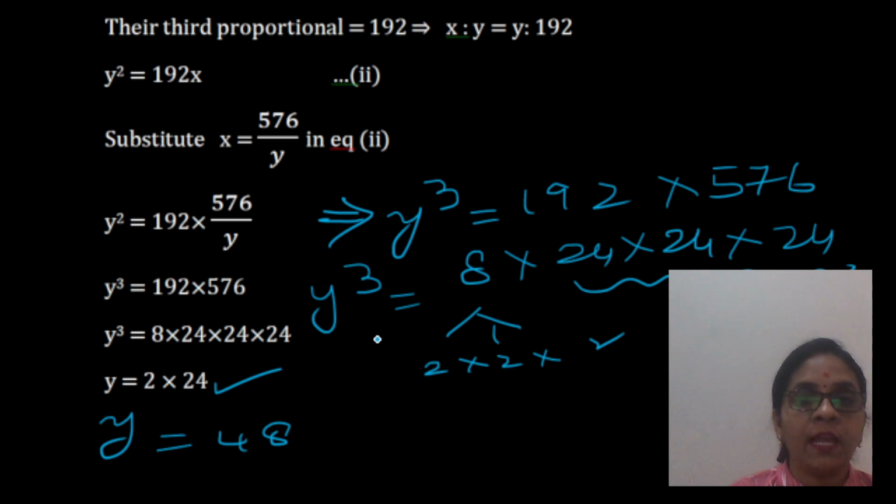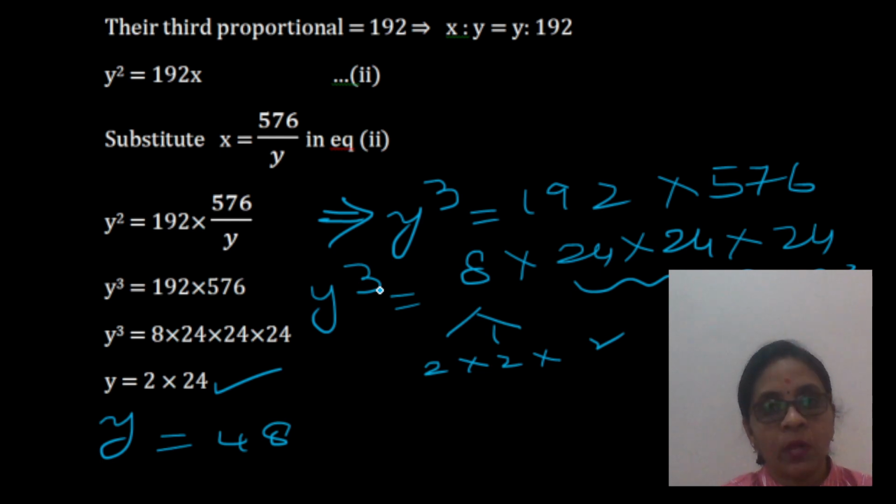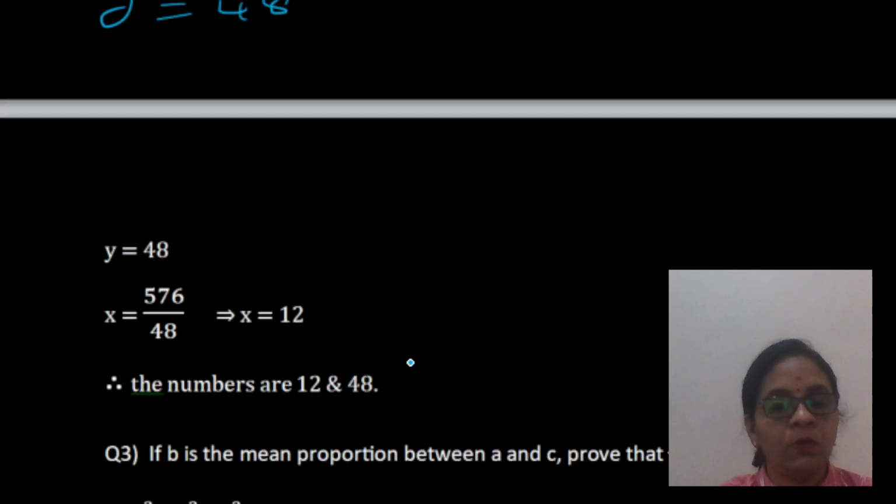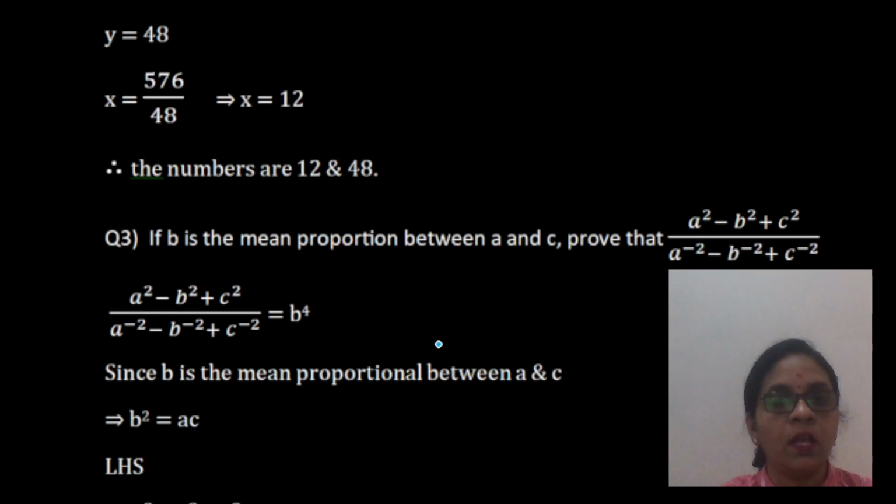And what will be the value of x? 576 by 48. So that's simple. It is a very important model. So if you want to make a note of it, please pause the video and make a note of the solution. So the values are 12 and 48. 576 by 48 is 12. Therefore, the numbers are 12 and 48.